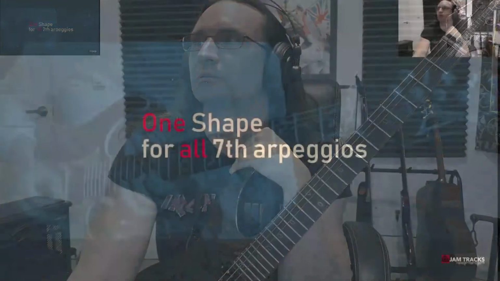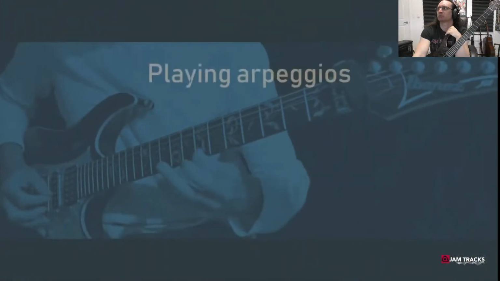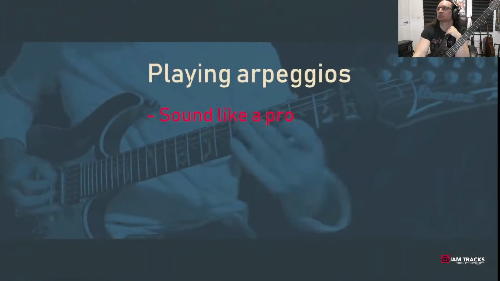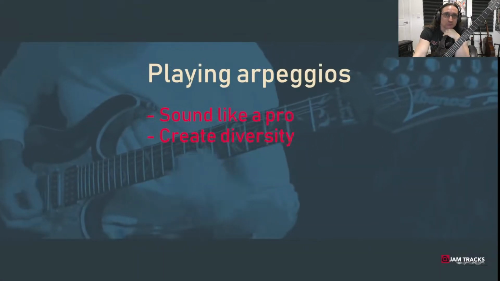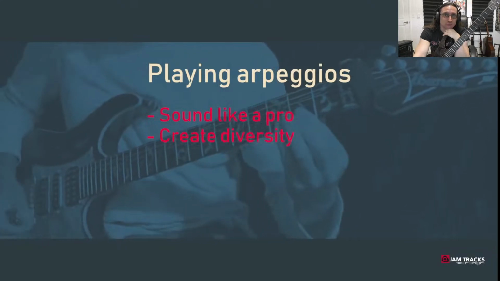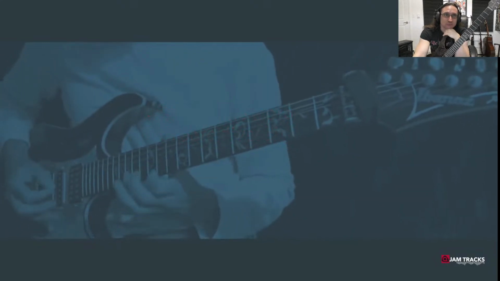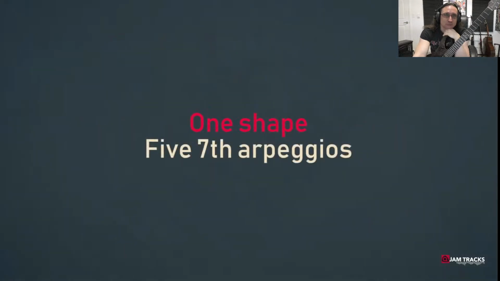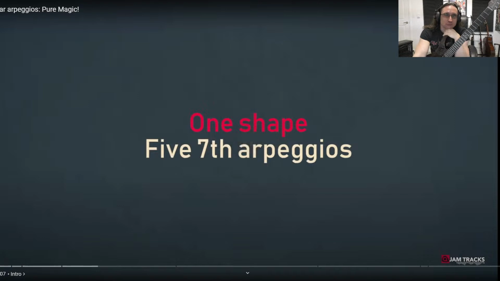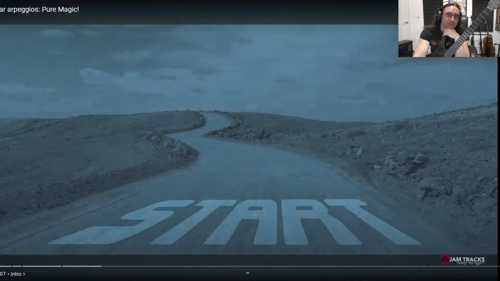Playing arpeggios is the next step in your improvisation adventure. It will make you sound like a pro and create diversity in your improvisation and songwriting. Arpeggios can be very challenging to play, but in this video I'm going to show you the easy way. We're going to use a single shape as a concept to play all common 7th arpeggios. Okay, one shape for all common 7th arpeggios. So now we're getting more specific, and he's breaking away from his own title.